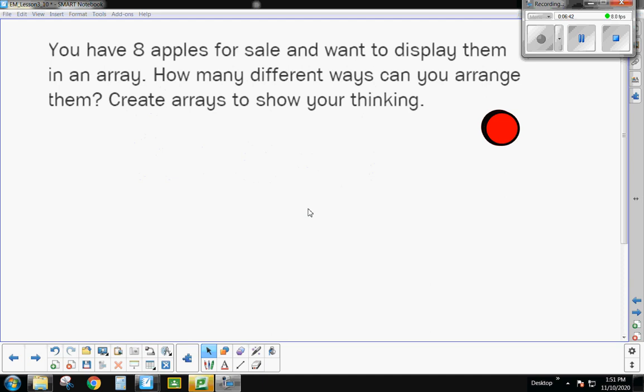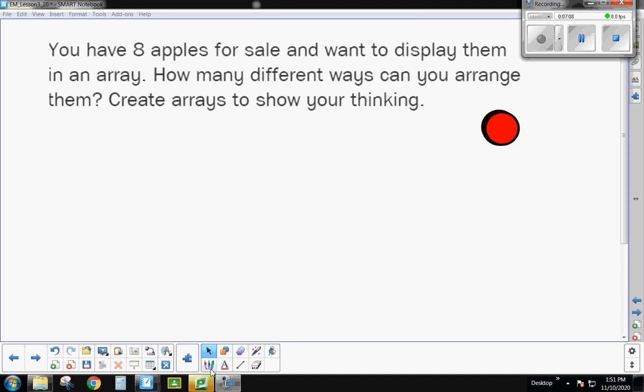All right, here's what I want you to do on your paper. I want you to pretend that you have 8 apples for sale and you want to display them in an array. So you're going to set them up on your little fruit stand so that they're in a nice display. I want you to see how many different ways you can arrange them. So create arrays to show your thinking. Now remember, they have to be in equal rows or columns, okay? All right, so go ahead, pause the video, and you can just draw.